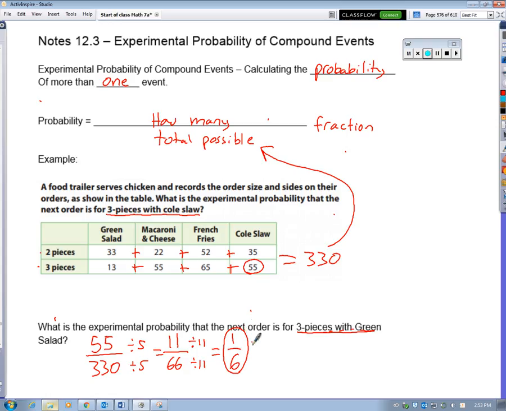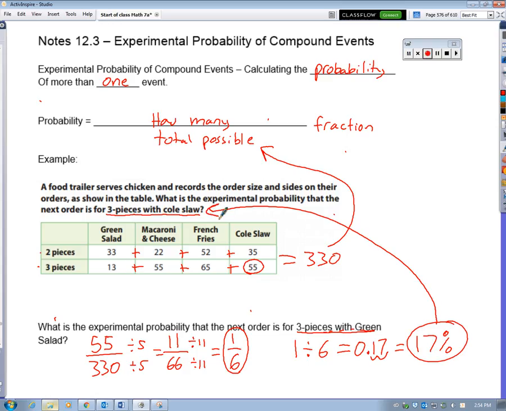We could also make this into a percent. We could take 1 divided by 6, and that would get us 0.17 if we rounded. Move that decimal 2 places, and that gets you 17%. So that's the chance, the probability, that this would be the next order right here. We answered this question here. I know I marked it down in this space, but this is the question that we're going for, the amount with coleslaw.